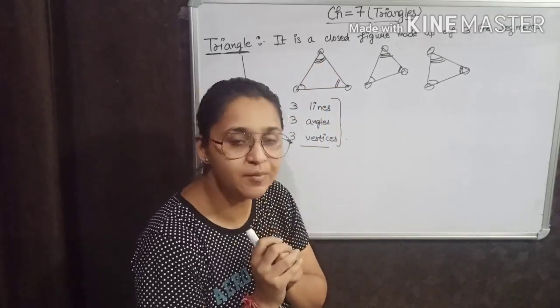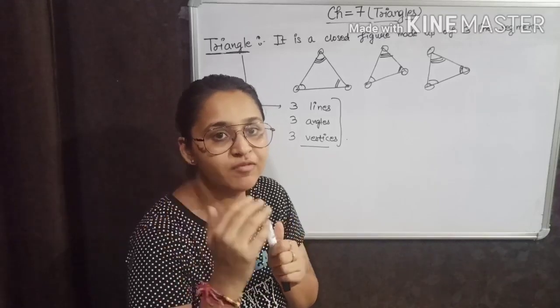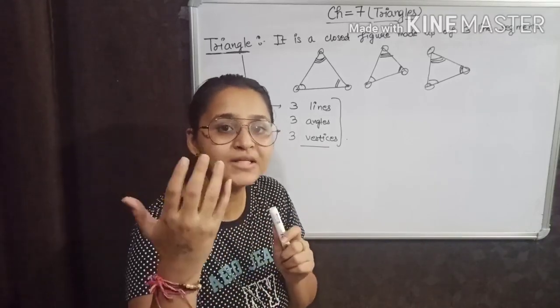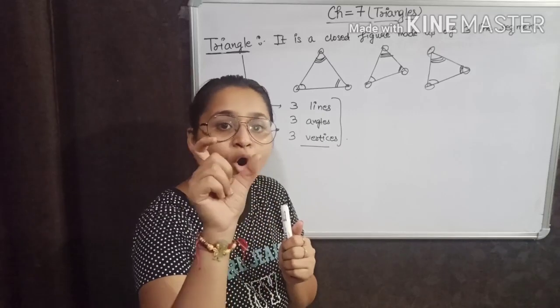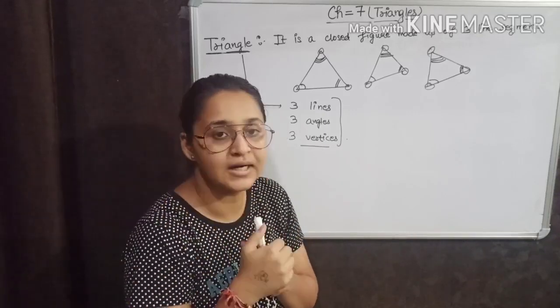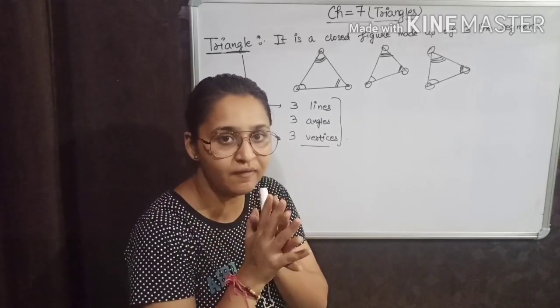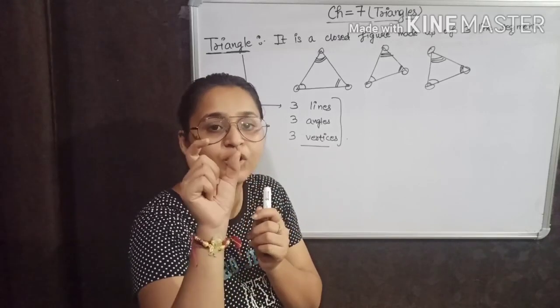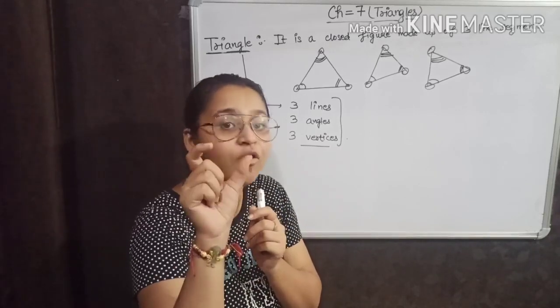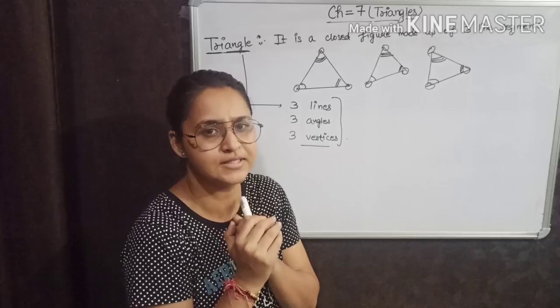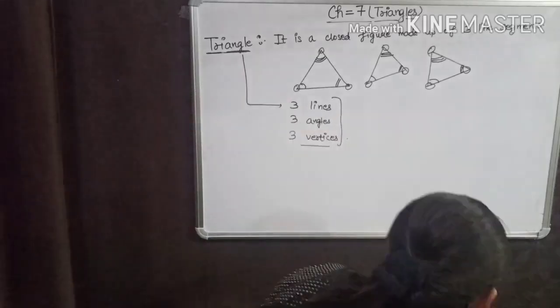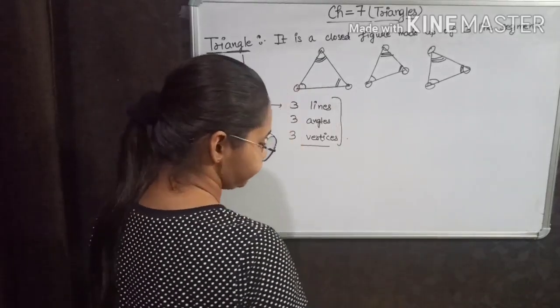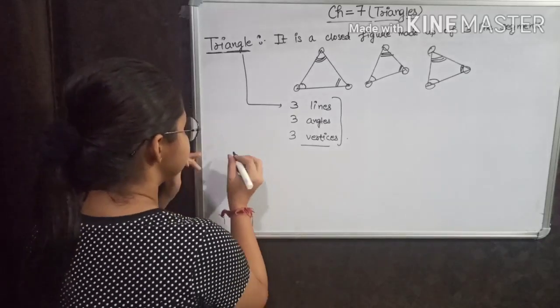Now, in this chapter, the main topic that we will study is congruence of triangles. Congruence of triangles, that is the relationship between triangles. Now, first of all, you must be clear with the meaning of congruence. What is congruence?